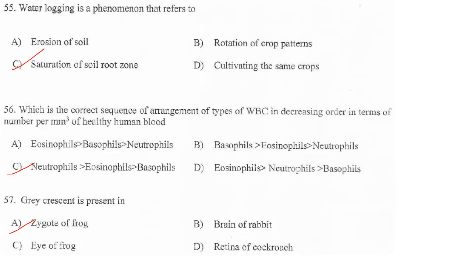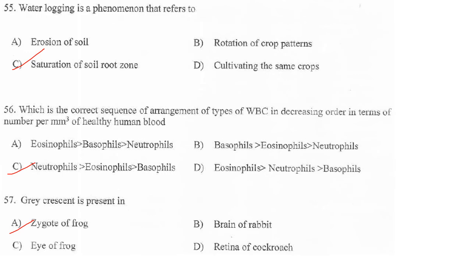Waterlogging is a phenomenon that refers to saturation of soil root zone. Answer is option C. Then which is the correct sequence of arrangement of type of WBC in decreasing order in terms of number per millimeter cube of healthy human blood? So the answer is neutrophil, then eosinophil, and then basophil.